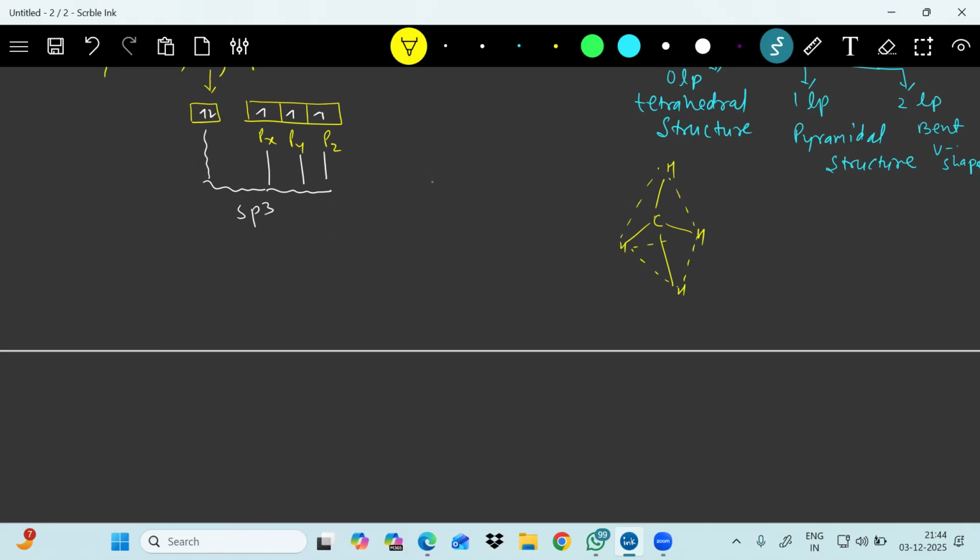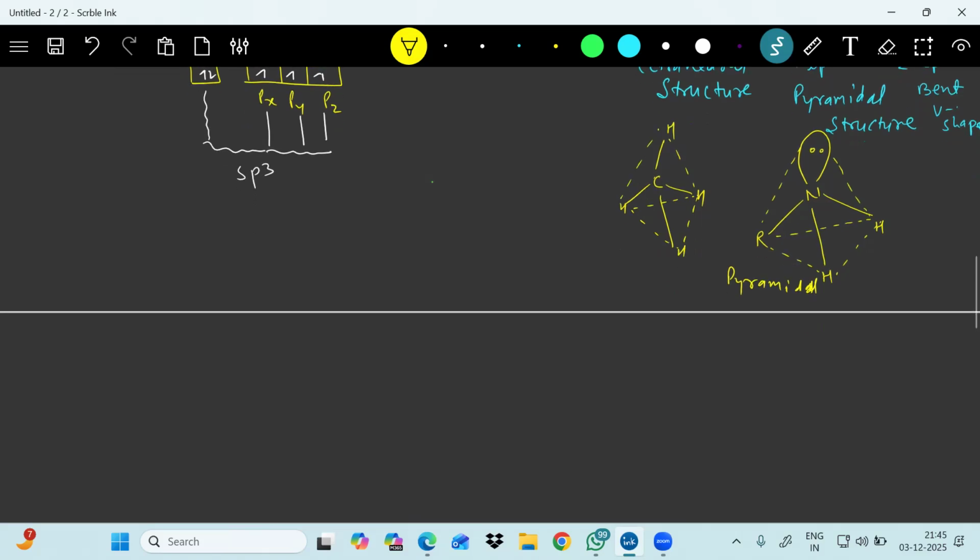But in the case here, there is one lone pair. If you put one lone pair here at the place of this one hydrogen atom, there will be only three bonds. So you can see this is a carbon chain, this is hydrogen, and this is hydrogen. The structure will look like a pyramid. So this is a pyramidal structure. Are you getting it? That's why I'm telling you this is pyramidal in shape.